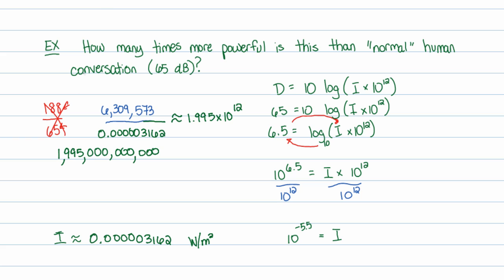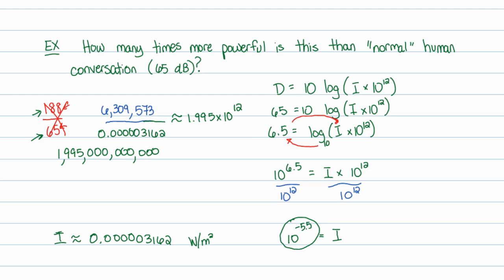Here, notice the decibel levels were only 65 for human conversation and 188 for the whale whistle. That told you nothing about how many times more powerful this is. So it turns out that it's about 2 trillion times more powerful.